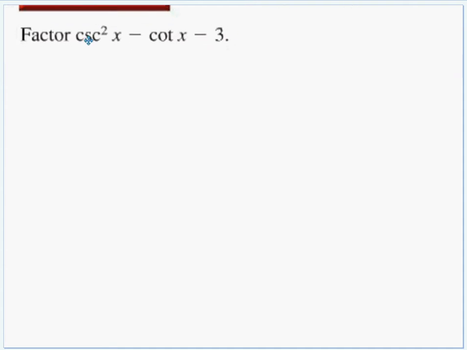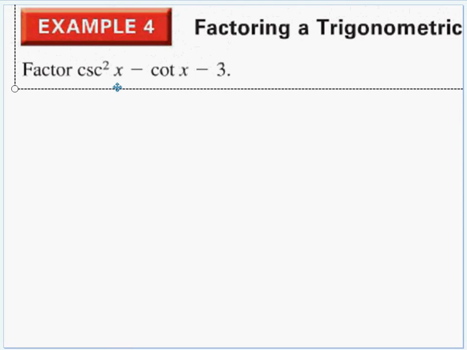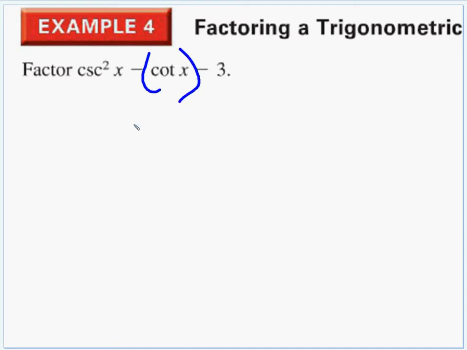So we do want to break this up and factor it, but we need everything to be the same trig function. We need everything on the same page. So what we could do is get rid of either this cotangent or the cosecant squared. In these cases, you're always going to tackle the squared term because we can use a Pythagorean identity. Notice I did block off the cosecant squared with a set of blue parentheses.